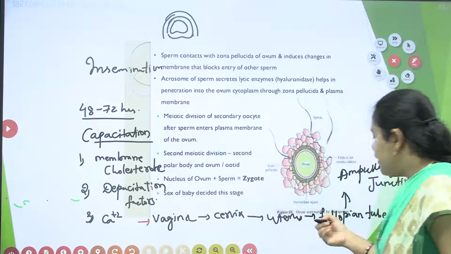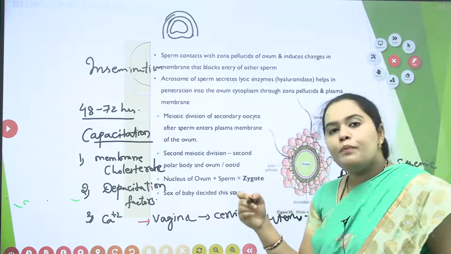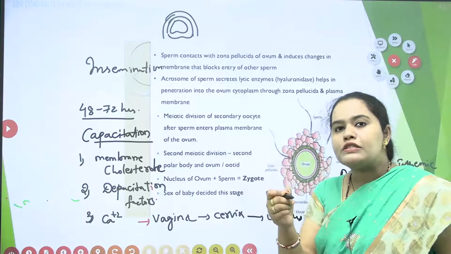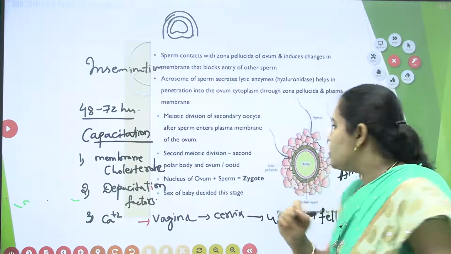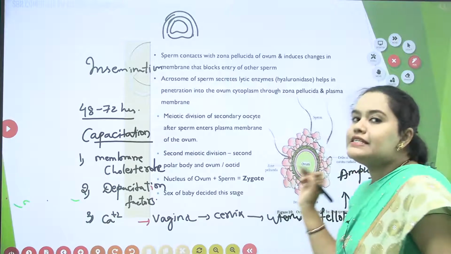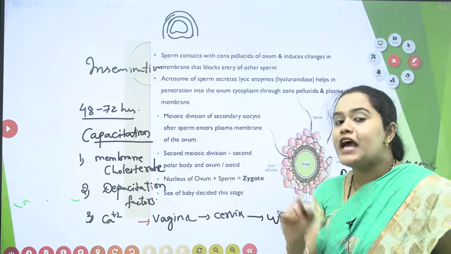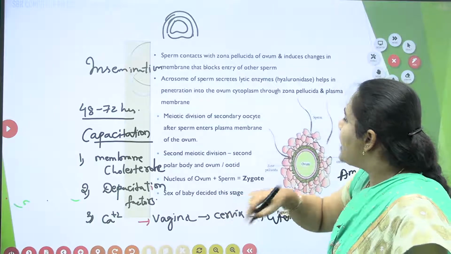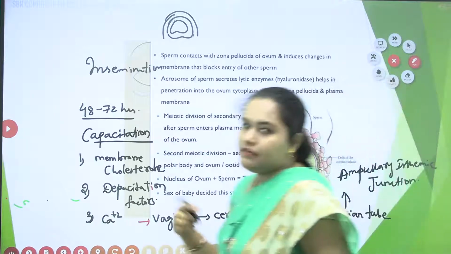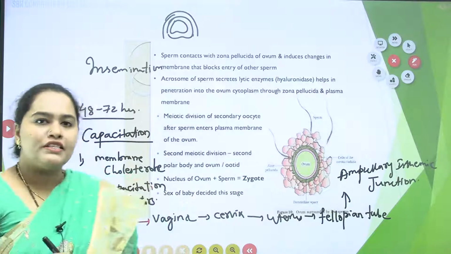So they'll go to the fallopian tube. In the fallopian tube, it will cross the isthmus. Then at the junction of the ampulla and the isthmus, fertilization takes place, which is the third step in the reproductive cycle.